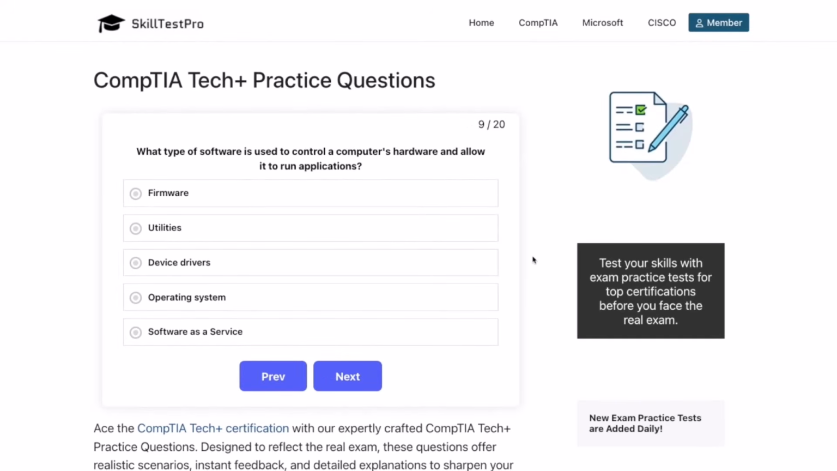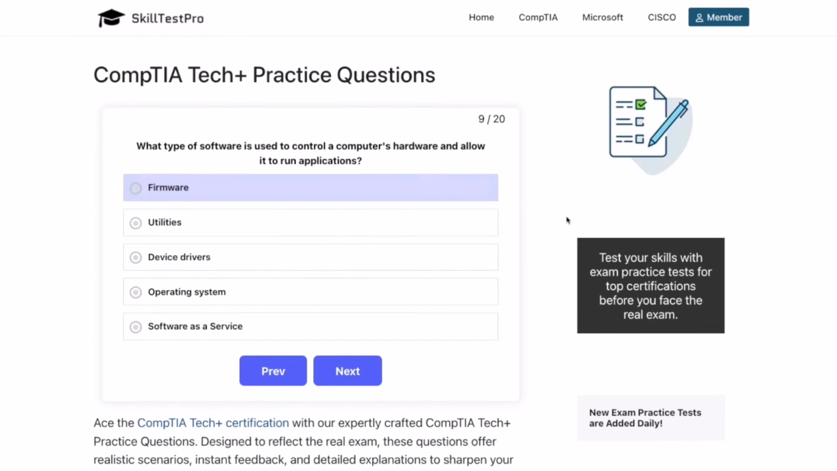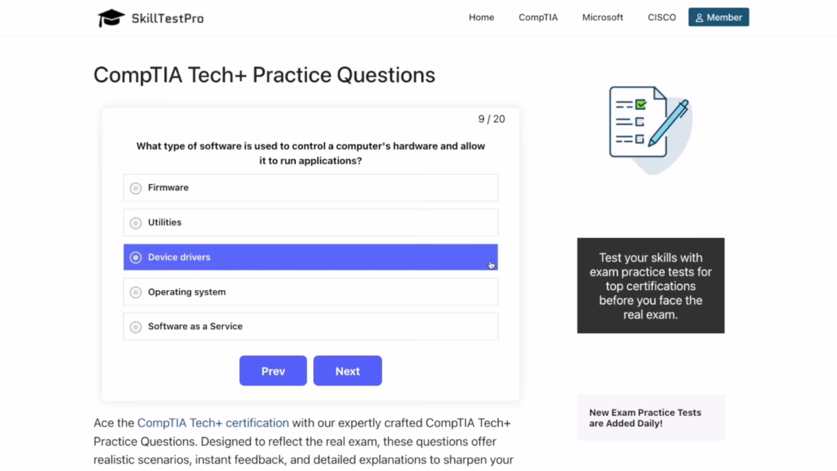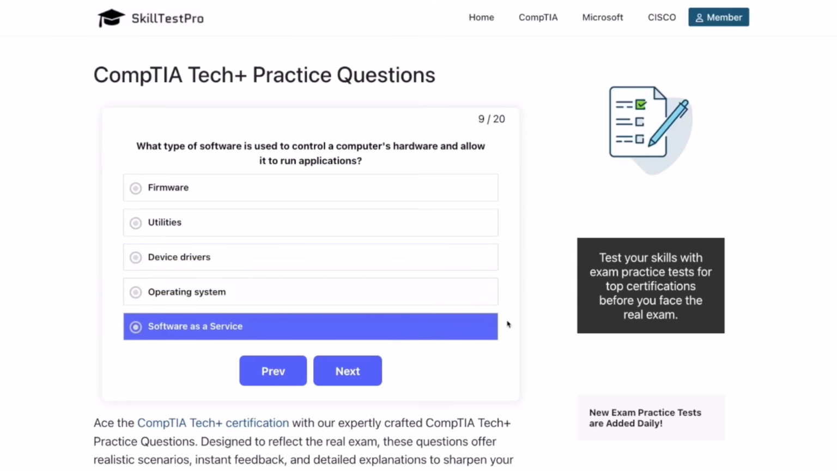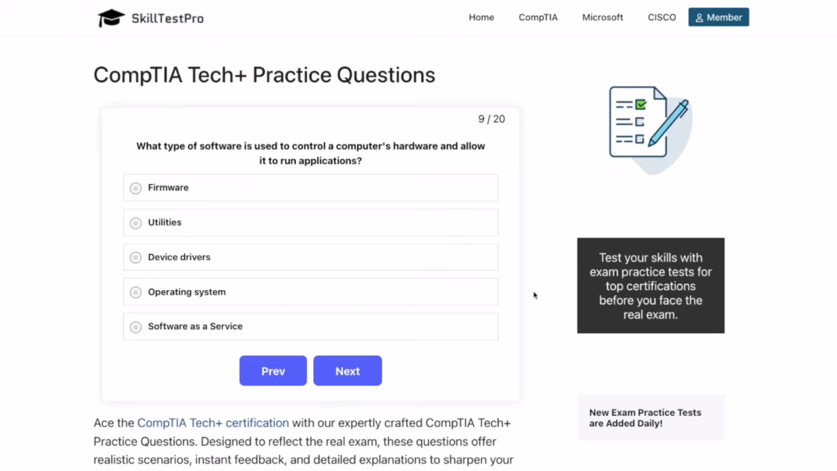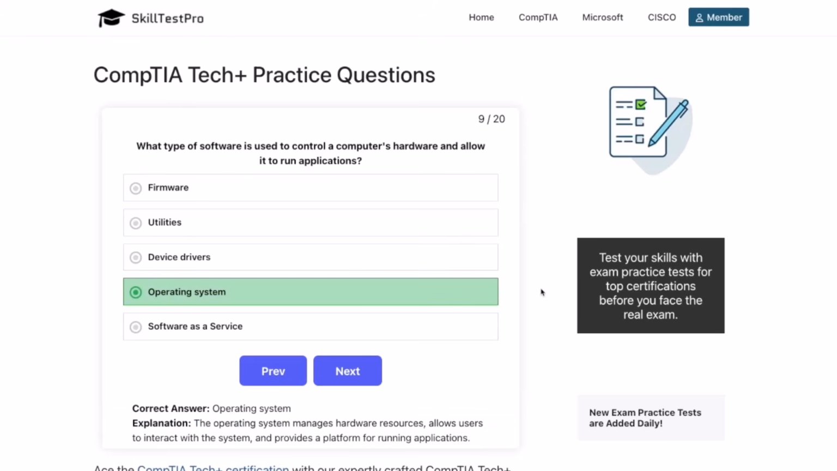All right, question 9. What type of software is used to control a computer's hardware and allow it to run applications? Firmware, utilities, device drivers, the operating system, or software as a service? The correct answer is the operating system. The operating system manages hardware resources, allows users to interact with the system, and provides a platform for running applications.